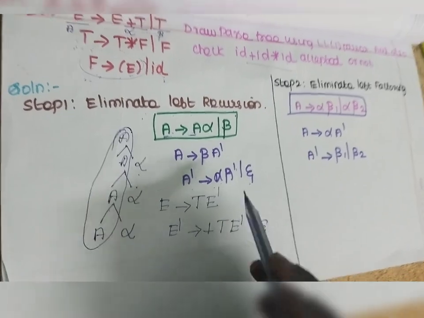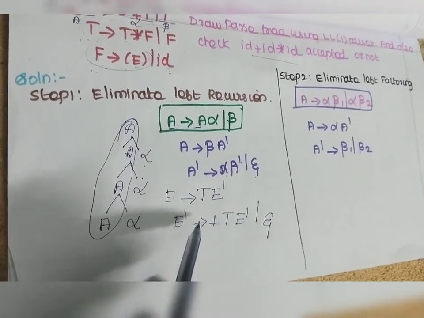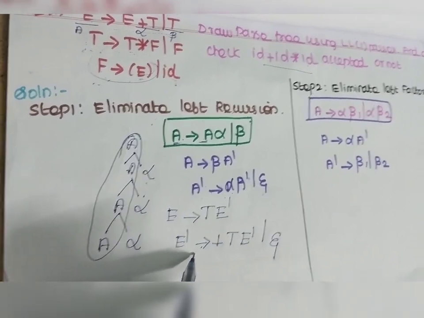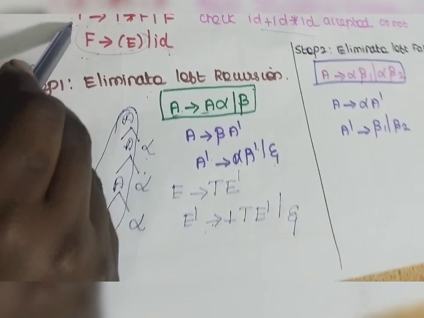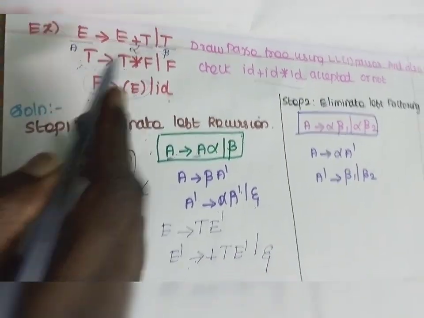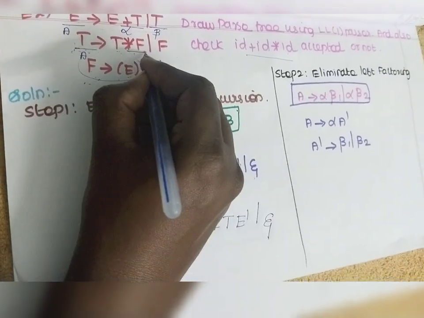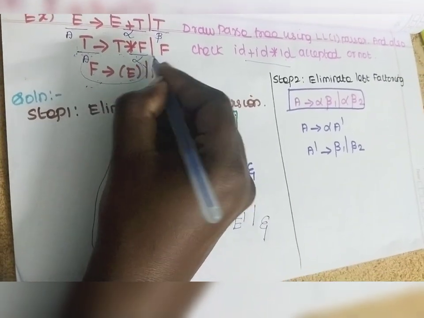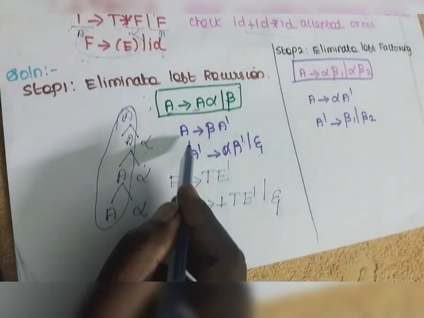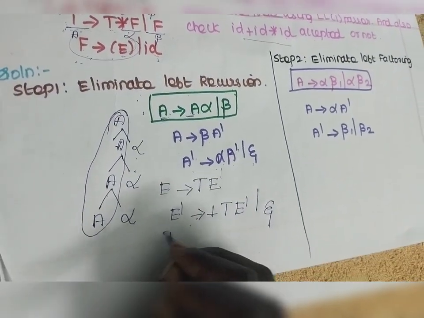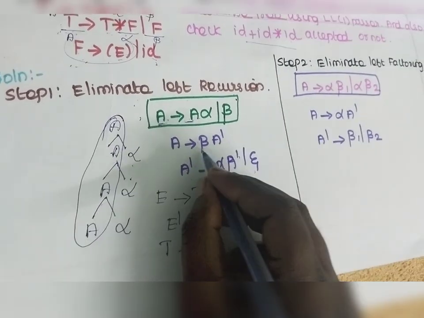So we rewrite the equation with the left recursion eliminated. Okay, so the first equation is completed. Next, you can compare this production and this production. What is A? T is A. What is alpha? Star F is the alpha. What is beta? F is the beta. Then you have to rewrite it like this.